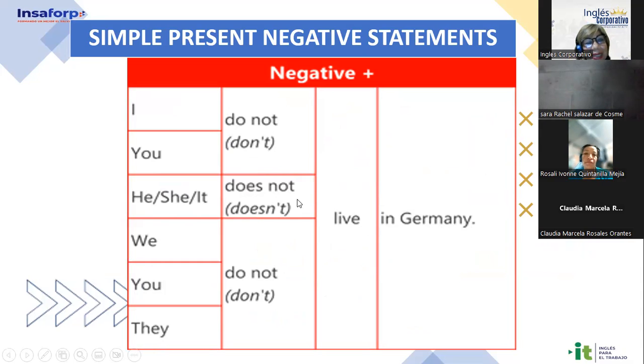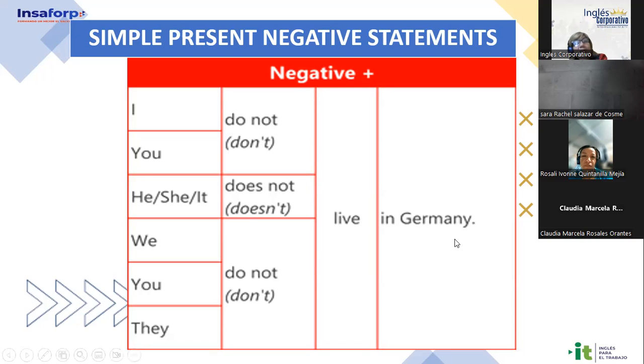He does not live in Germany, or he doesn't live in Germany. The same as she, right? You say, she does not live in Germany, or she doesn't live in Germany. We do not live in Germany. We don't live in Germany. You do not live in Germany, or you don't live in Germany. They do not live in Germany, and they don't live in Germany.